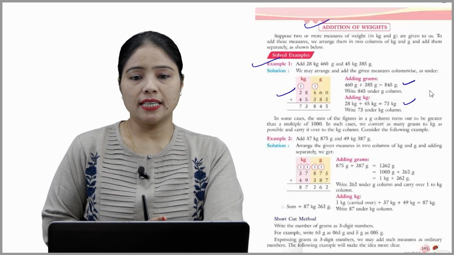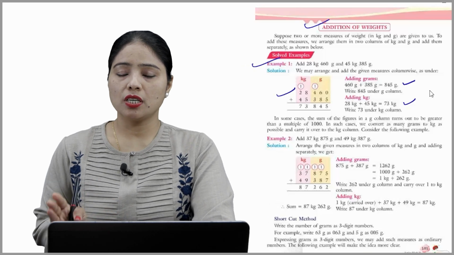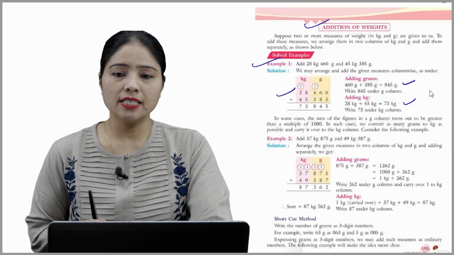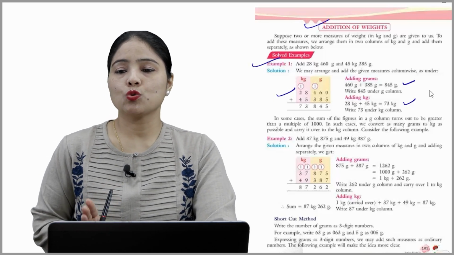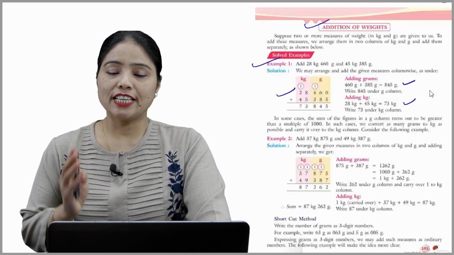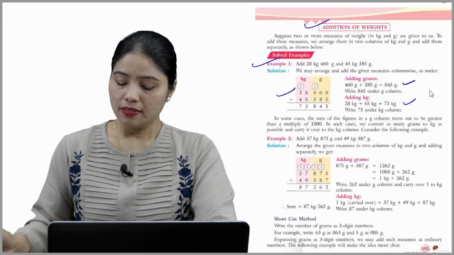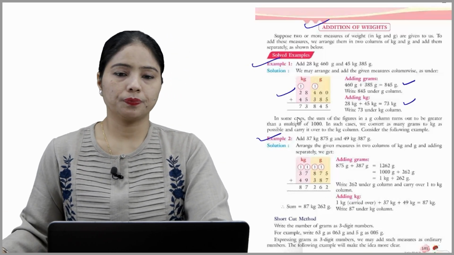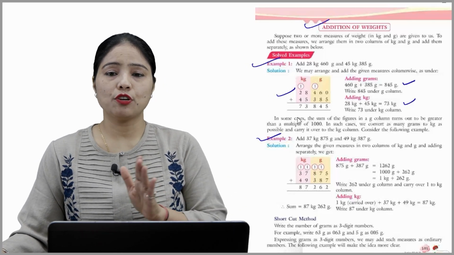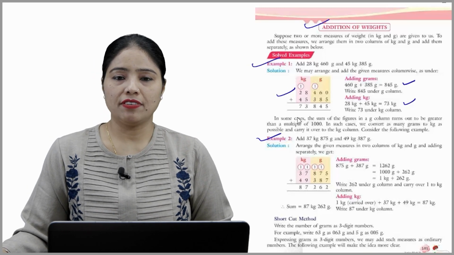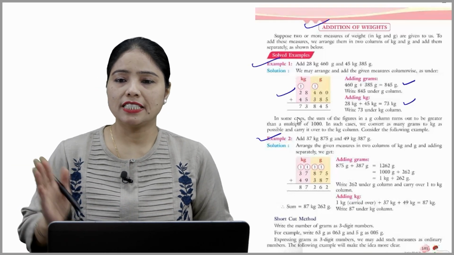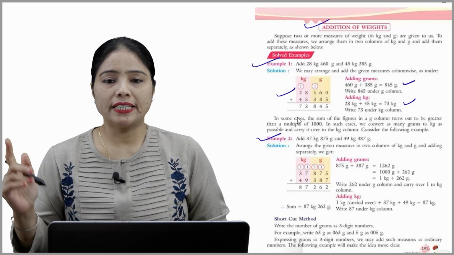So in some cases, the sum of the figures in a column turns out to be greater than a multiple of thousand. So in such cases, we convert as many grams to kg as possible and carry it over to the kg column. Consider the following example. See example number 2. Add 37 kg 875 gram and 49 kg 387 gram. So solutions. Arrange the given measures in 2 columns of kgs and grams and adding separately we get.